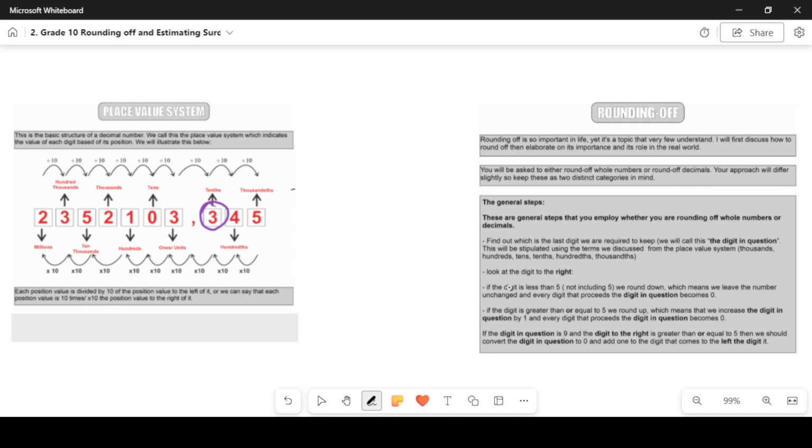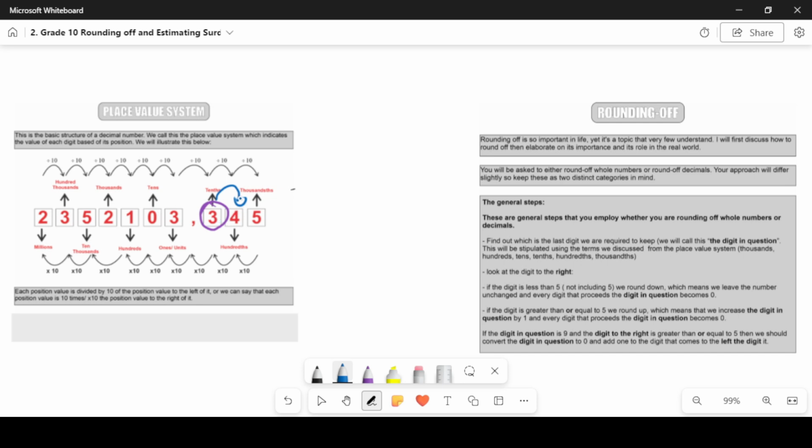Then our next rule is to look at the digit to the right. So this is the digit to the right. If the digit is less than 5, meaning not including 5, it could be 0, 1, 2, 3, 4, not 5, then we round down. What does it mean to round down? It means that we leave the number unchanged and every digit to the right of it becomes 0.